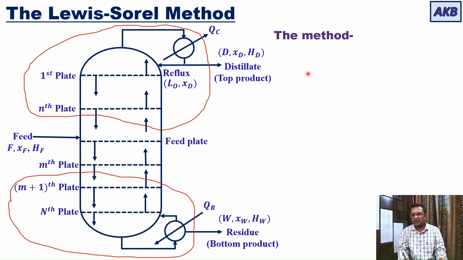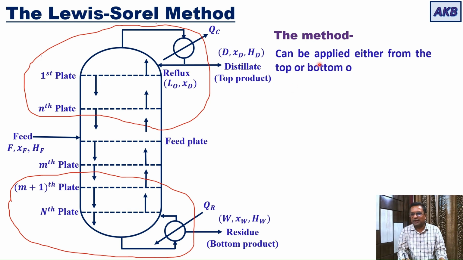Next, the Lewis-Sorel method can be applied in two ways. You can apply it either from the top or bottom of the column. That means you can start from the first plate or you can start from the last plate. It can be applied in both ways.